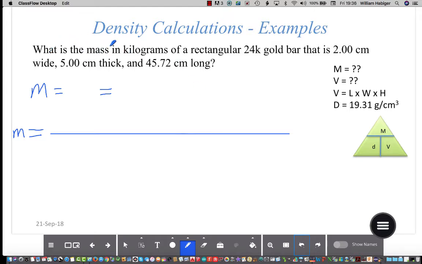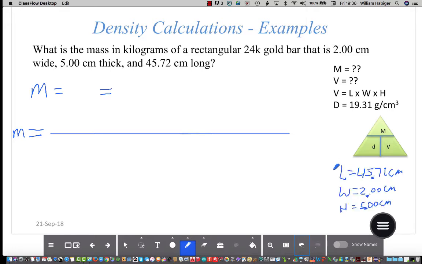Now you'll notice that they want it in kilograms, so that's going to be a little bit of a hiccup when we solve for this. It tells us rectangular, so that's kind of giving us a clue that this is a certain shape, and maybe since they don't give us the volume, we have to calculate the volume. One of the things you'll notice is that I neglected to write down my length, width, and height. So I'm going to do that real quick.